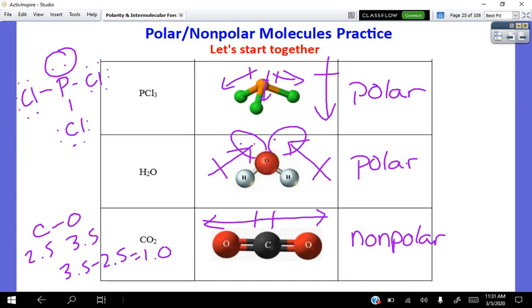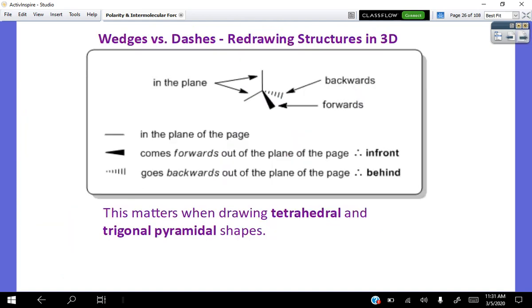On the next couple of practice problems you're pretty much doing the same thing. It does help to draw the 3D shape. So for 3D shape, a reminder, wedges versus dashes. If you are turning something from a 2D Lewis structure, say CH4, for instance, you've got your 4 bonds. This is flat when we look at it on paper, but if we put it into 3D, we know we form a tetrahedral shape.